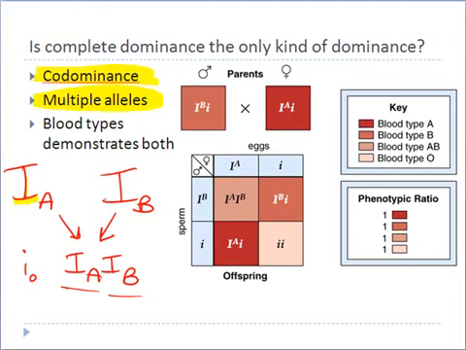Interestingly enough, blood types also exemplify another feature that we haven't seen before, and that is a multiple allele system. Rather than just having a single dominant trait and a single recessive trait, in the blood type system that we're familiar with, the ABO blood typing, there's a dominant A allele, a dominant B allele, and a recessive O allele. So this is an example of a multiple allele system.